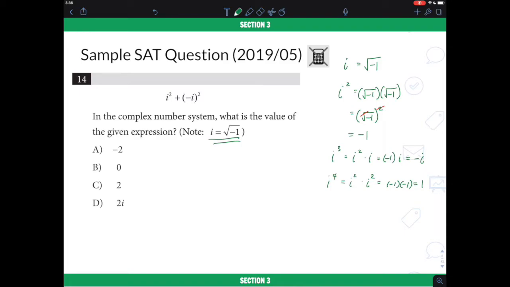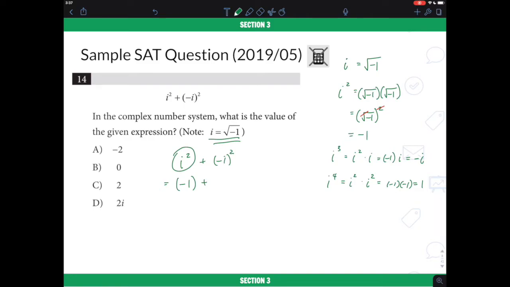All right, so getting back to this question, we have i square plus (-i) square. Now, we just have to show our work very carefully and understand the notations and how we execute the notations. So i square, we just did it on the side, right? This is equal to -1.